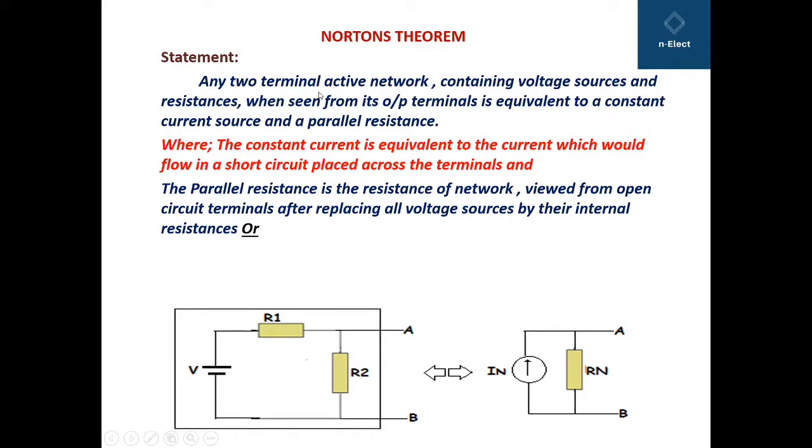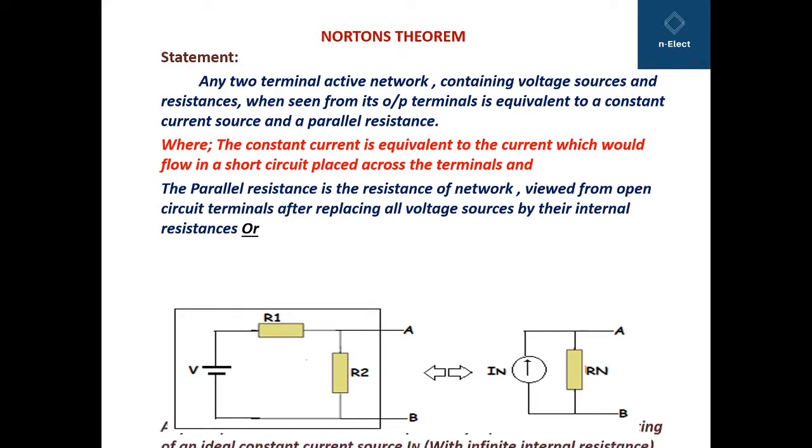So as far as the statement of the Norton's theorem is concerned, it will now be clear from these diagrams that any two-terminal active network, which I have shown earlier, containing voltage source or sources and resistances, when seen from its output terminals, is equivalent to a constant current source and a parallel resistance, where the constant current source is the equivalent current which would flow in a short circuit path placed across the terminals, here in this case placed across the terminals A and B, and the parallel resistance Rn is the equivalent resistance of the network seen from the terminals A and B by replacing all the voltage source or sources in the circuit by their internal resistances.